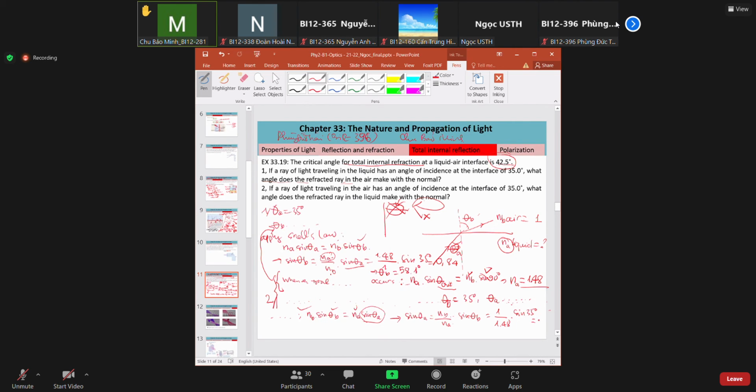So I use the calculator and I calculate theta A directly. So theta A is 22.8 degrees. Okay, you see, refraction or total internal reflection is to me quite the same, just a special case. Okay, so now we move to the last one, polarization.